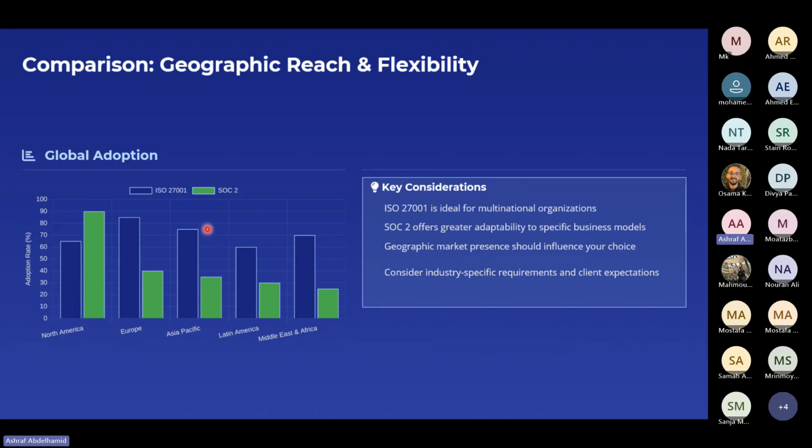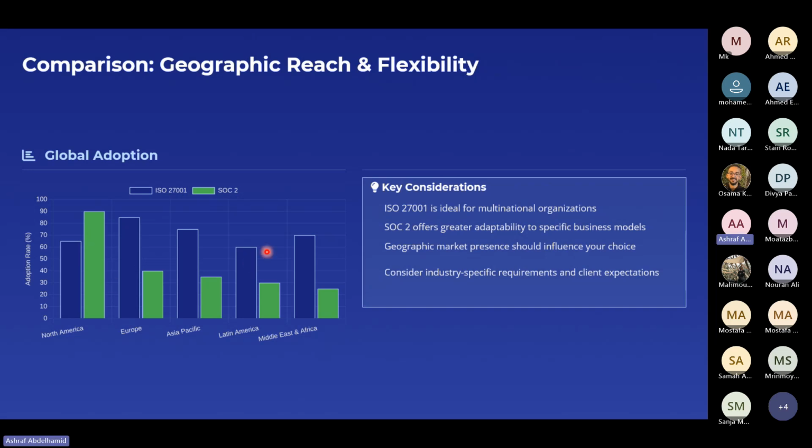This was a British standard, so it is logical for it to be more highly adopted in Europe than SOC 2. In Asia and Pacific, we also find ISO 27001 highly adopted. In Latin America, we also have ISO. In the Middle East and Africa, we also have ISO 27001 highly adopted. So as you can see, ISO 27001 is highly adopted in most of the world except for North America.